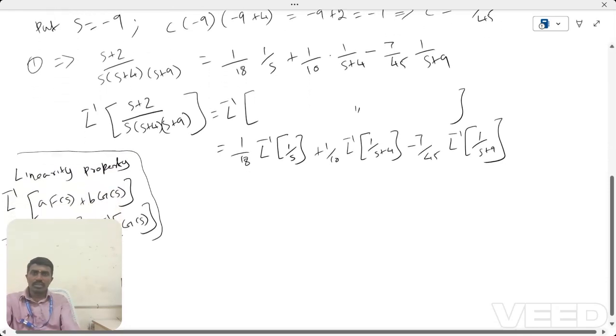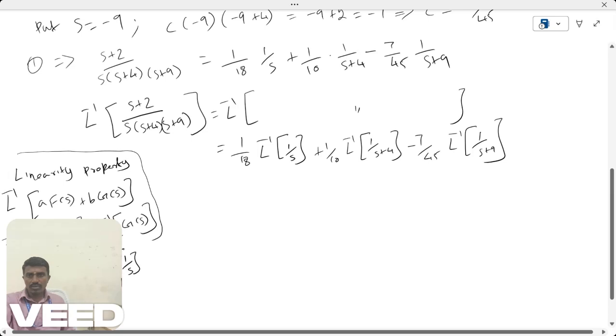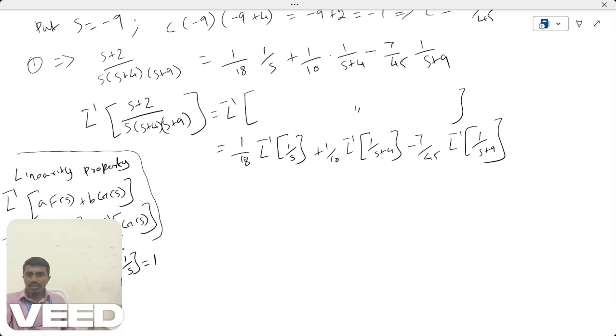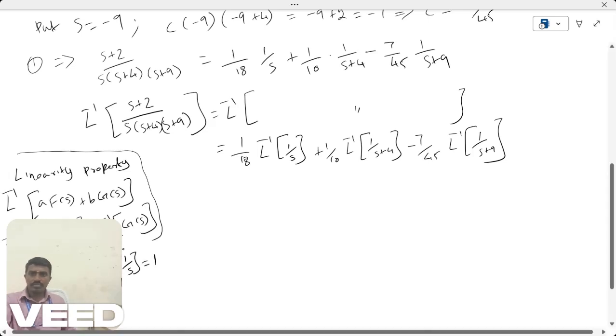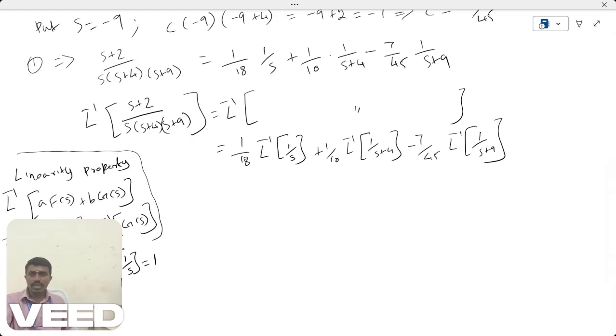use some basic inverse Laplace transform formulas. That is, Laplace transform of 1 is 1 by s. So L inverse of 1 by s is 1. Similarly, L of e power minus at is 1 by s plus a. So this implies L inverse of 1 by s plus a is e power minus at.